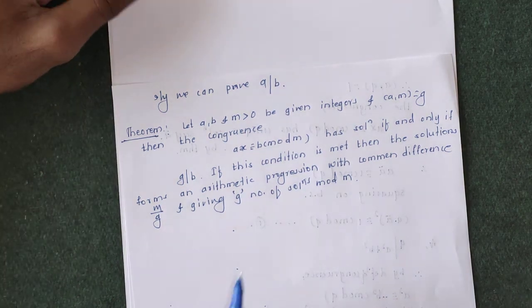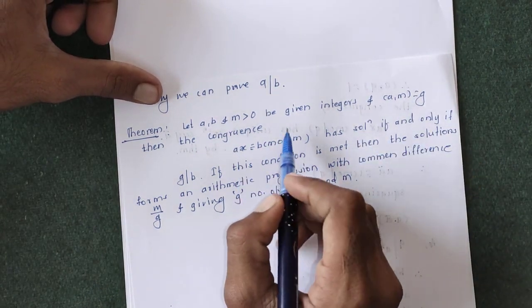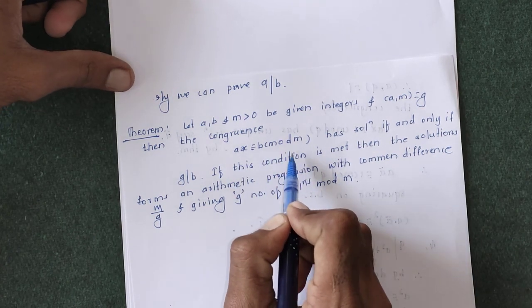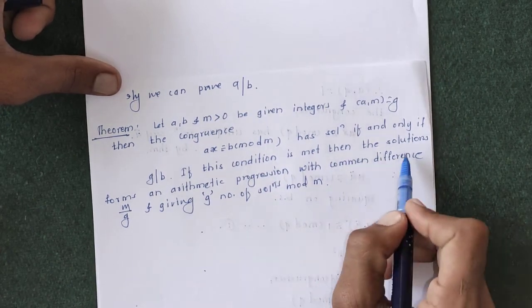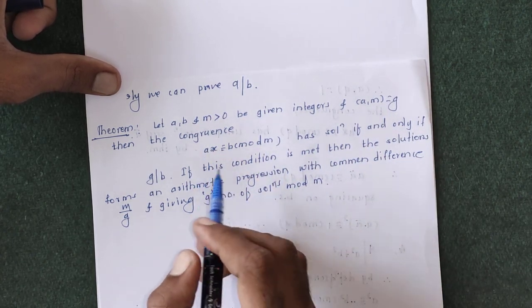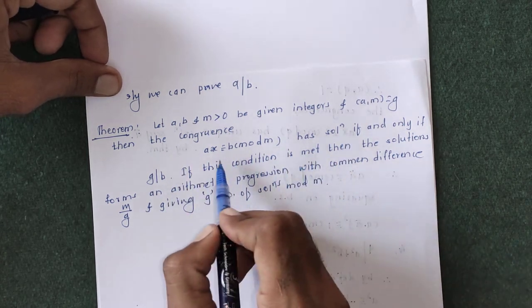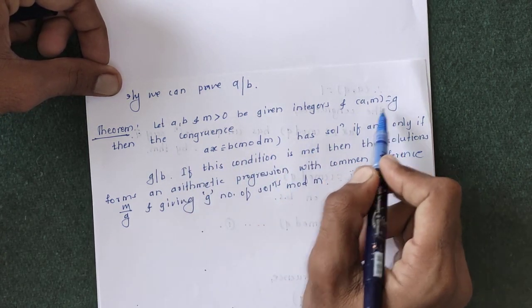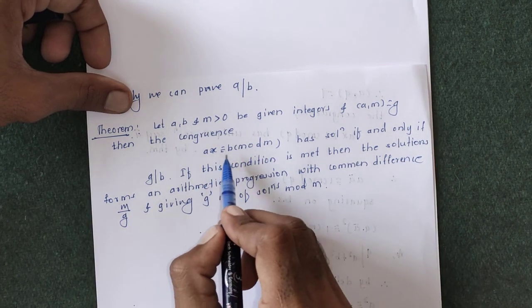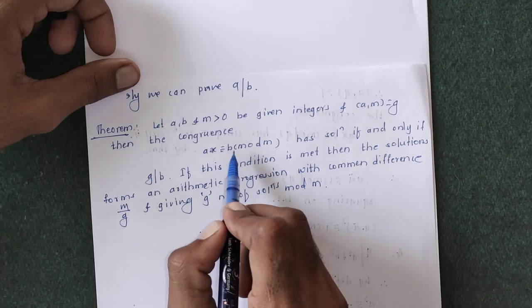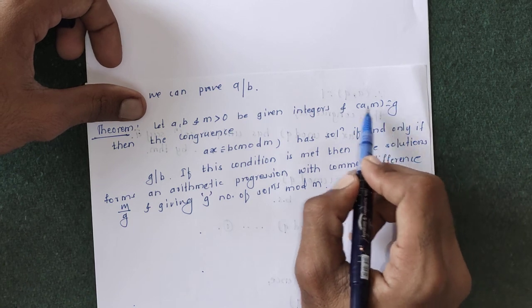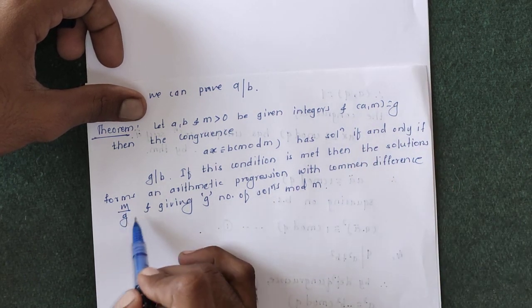The statement of our theorem is: a, b and m are integers in which m is a positive integer, and if the GCD of a and m is equal to g, then the congruence ax is congruent to b modulo m has a solution if and only if g, that is the GCD of these two numbers, divides b. If this condition is met, then all solutions form an arithmetic progression with common difference m by g. Since GCD of a and m is g, g must divide m, so m by g is again an integer.